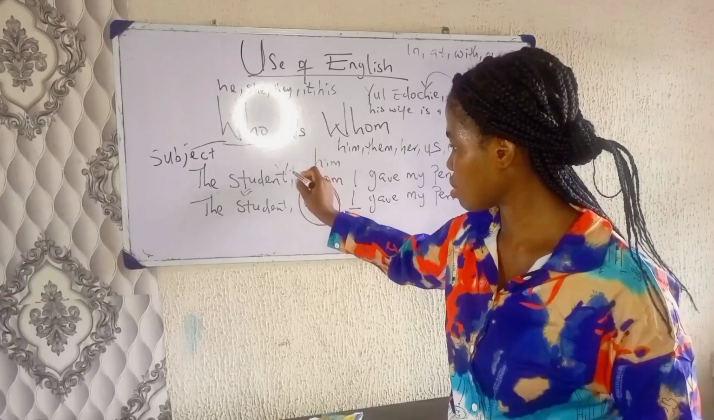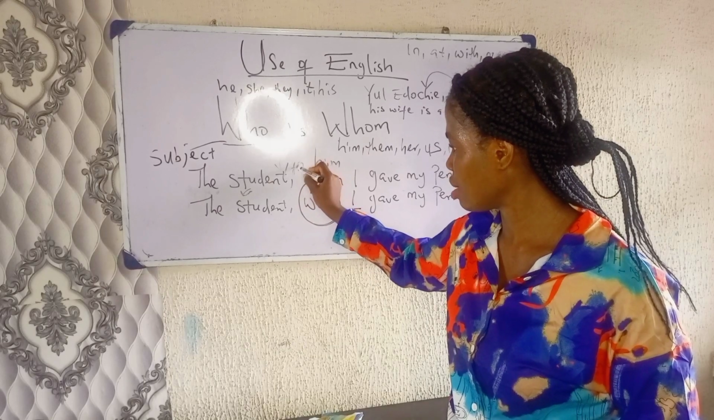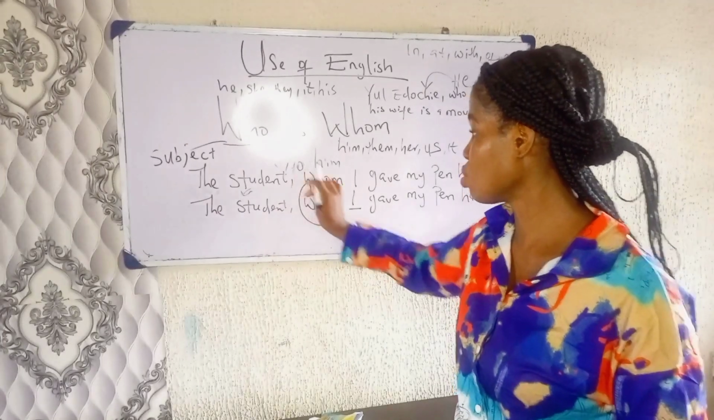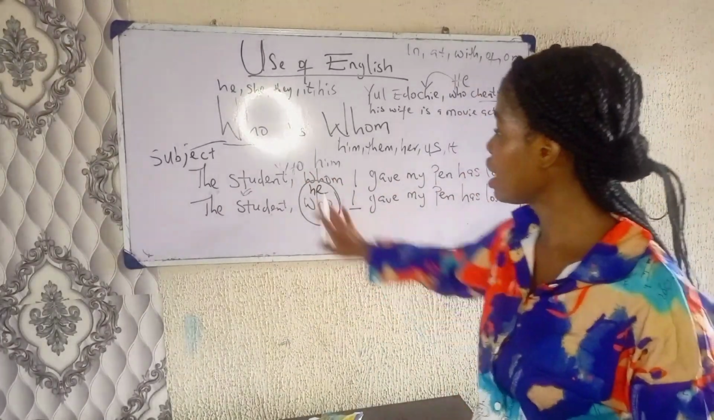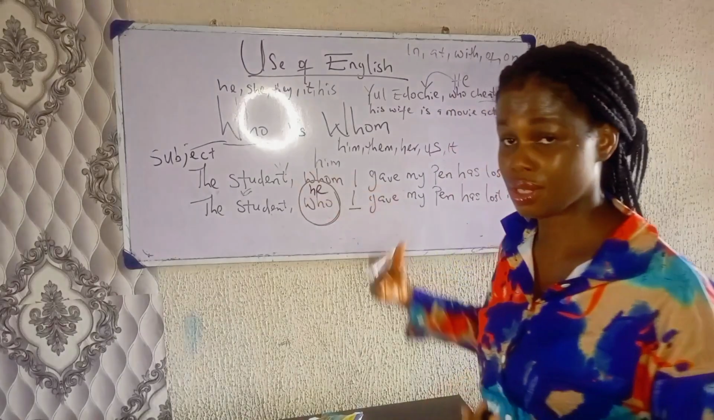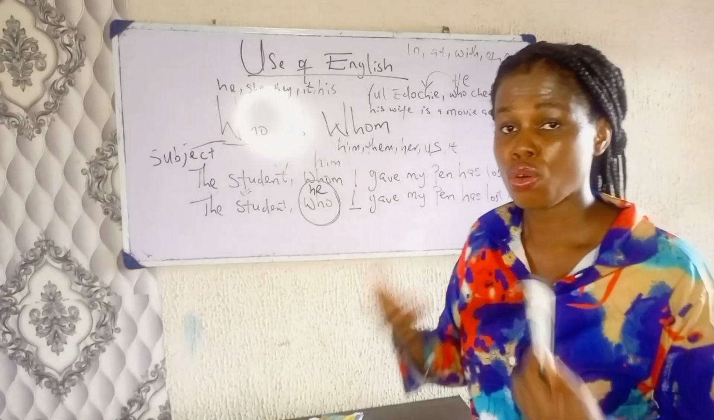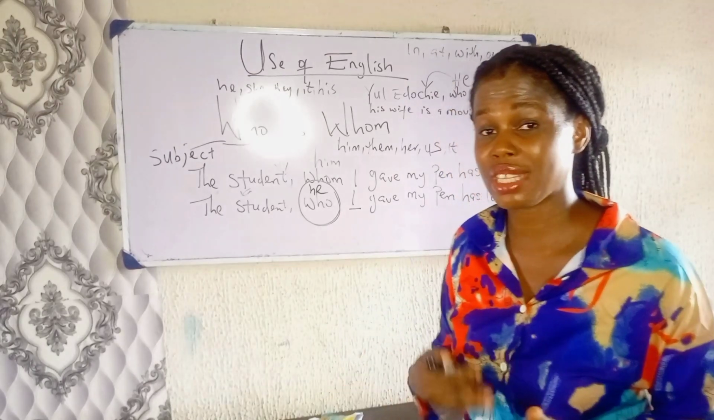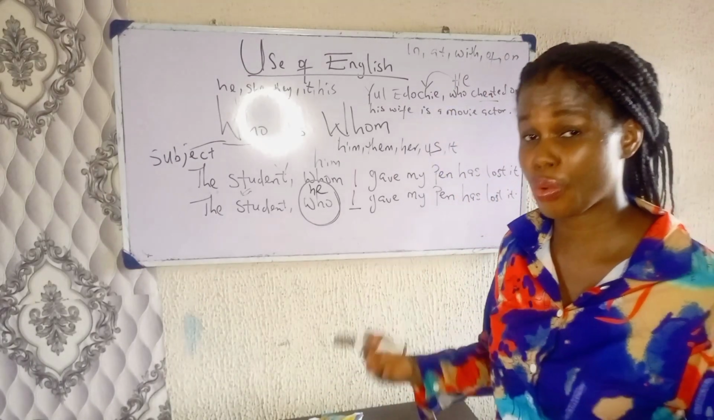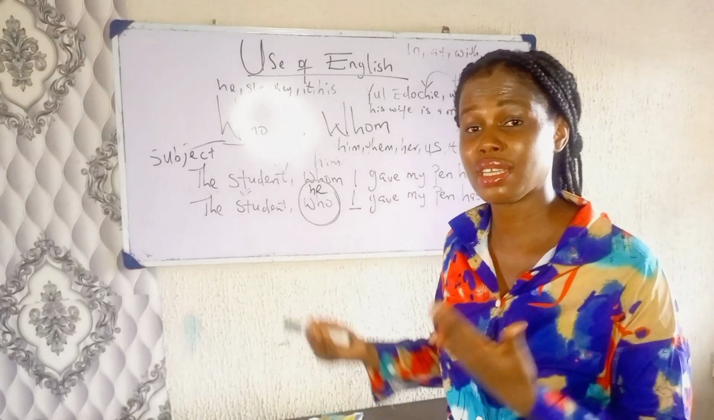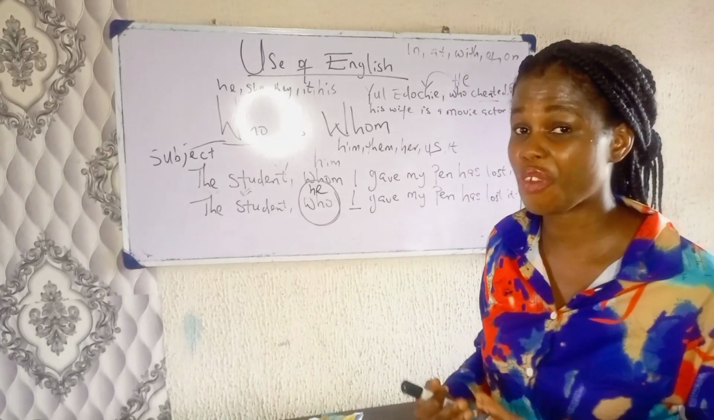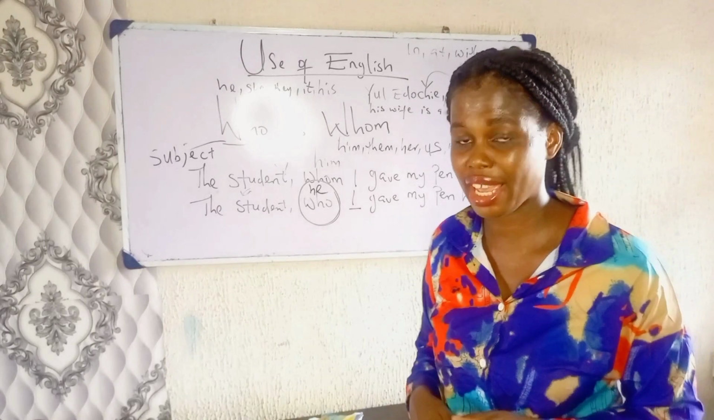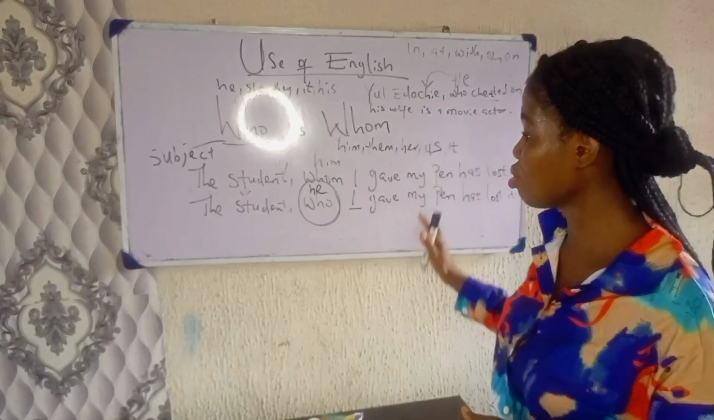Now if I write "to" here, the sentence will still make sense: the student to whom I gave my pen has lost it. So whom usually occurs after a preposition and can be replaced with an object personal pronoun. Whom talks about the person receiving the action of a verb. It is an object relative pronoun. So that is it about whom.